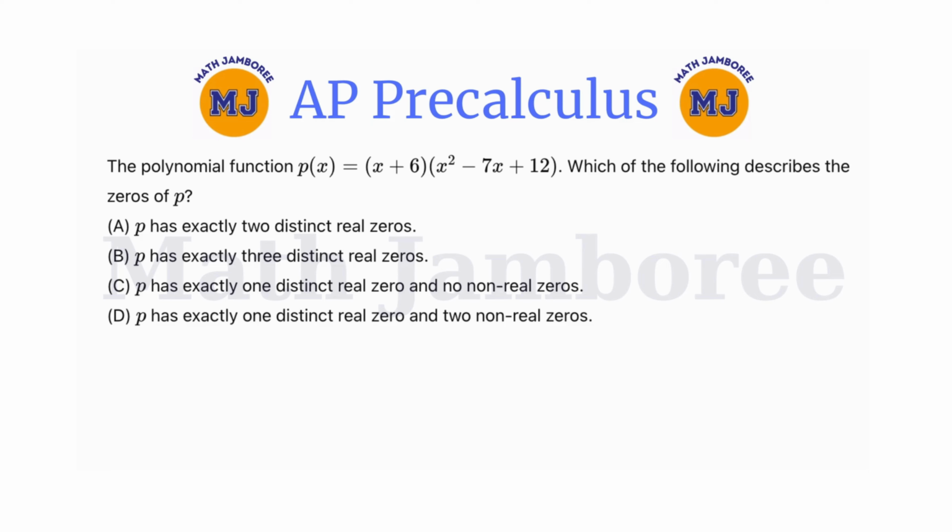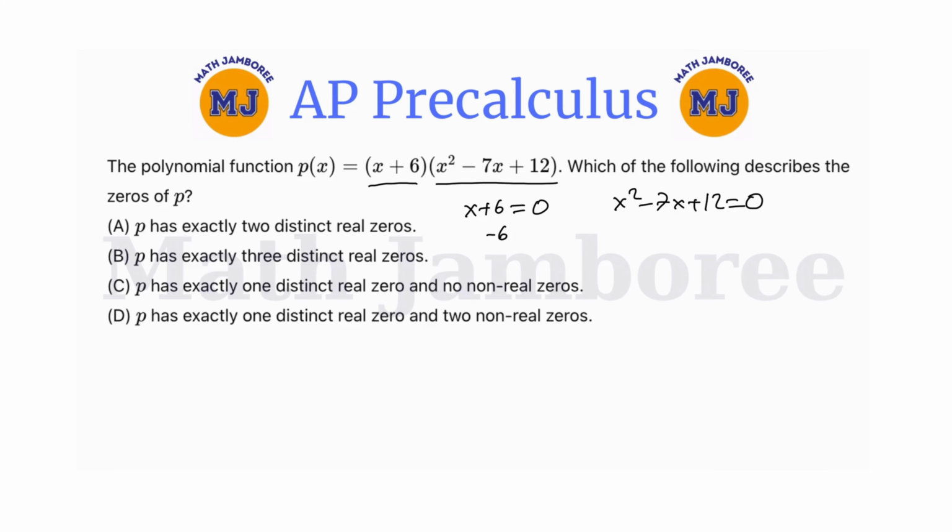To solve this type of question, we will need to find the roots of the polynomial. And to find the roots, which are the zeros actually, we're going to use the given factors. There are 2 factors given for this polynomial function. We're going to make them equal to 0 and solve for x. So this is x plus 6 equals 0. The second one is x squared minus 7x plus 12 equals 0.